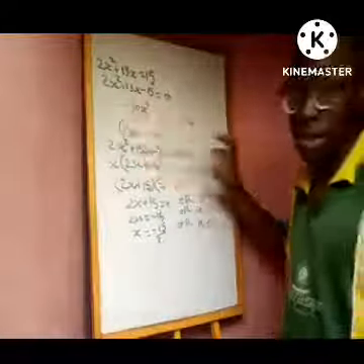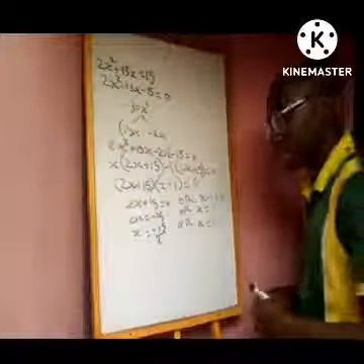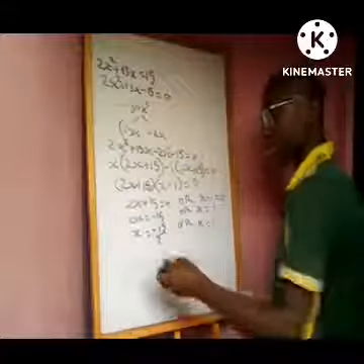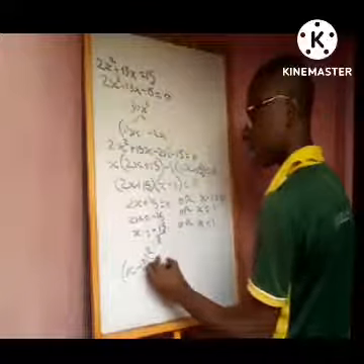So another way of solving is by using perfect squares. For example, if we have x minus 3 squared is equal to 16.